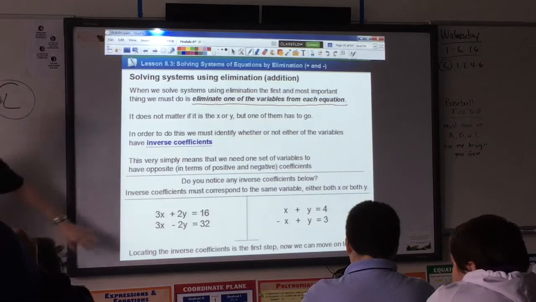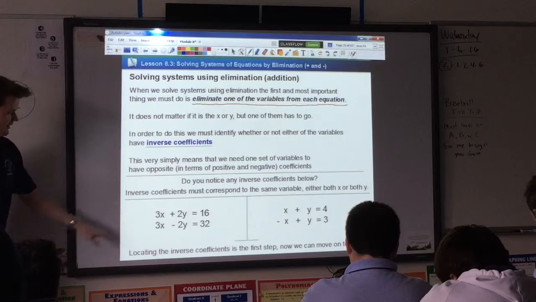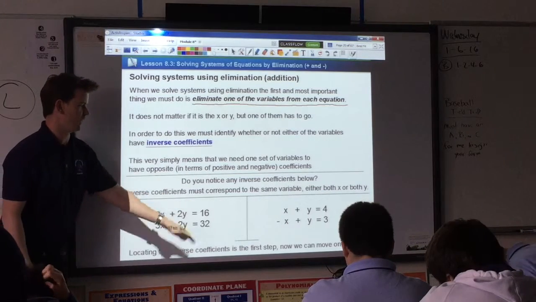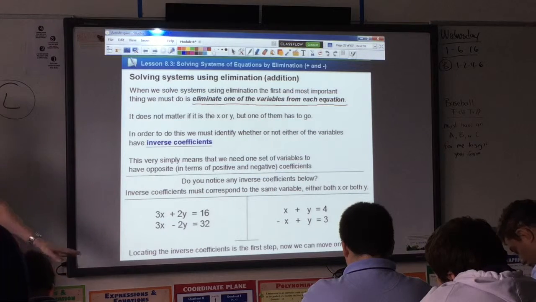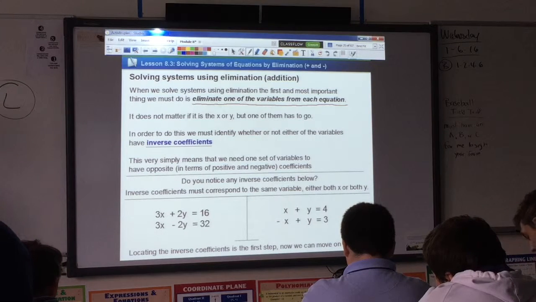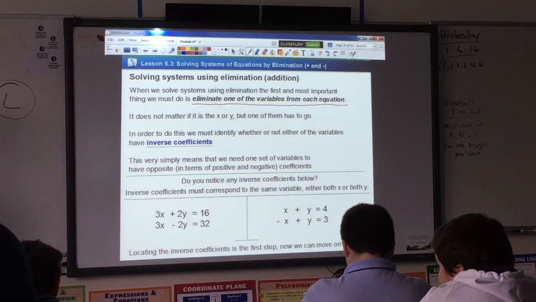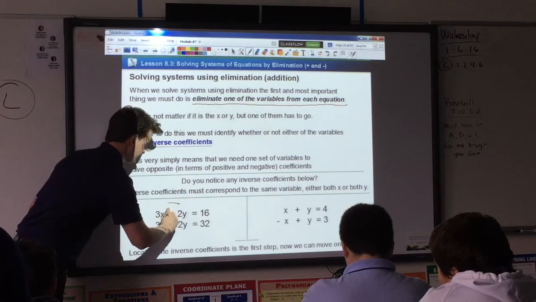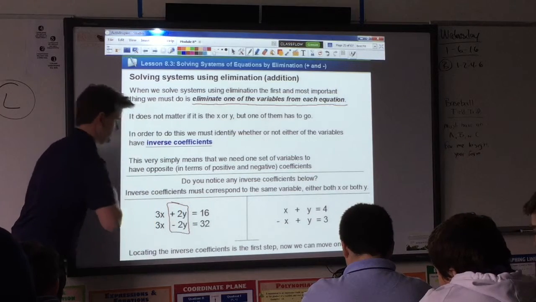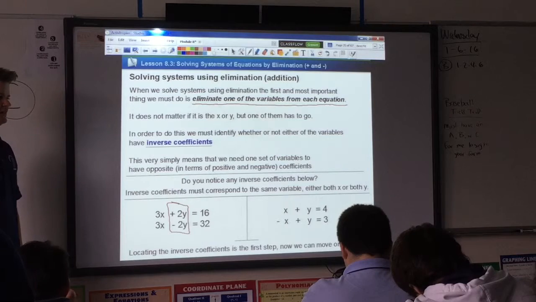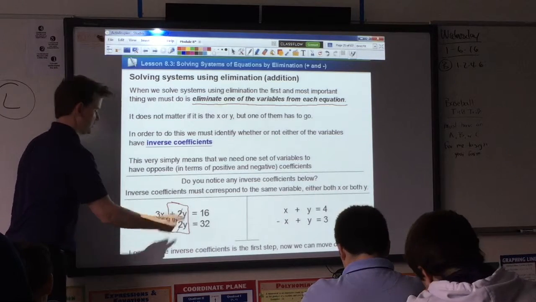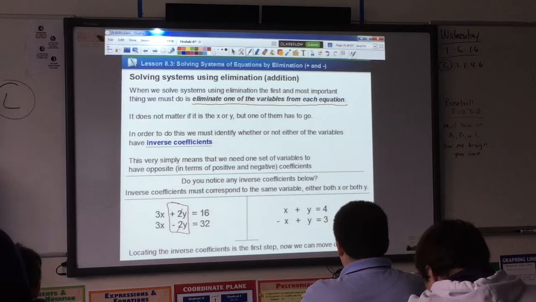So we want to look here at this first equation. I have 3x plus 2y equals 16. I have 3x minus 2y equals 32. Looking at that system of equations, do you see inverse coefficients? Yes. Where? X's or y's? Y's. The first step in solving is to identify your inverse coefficients. Once you identify them, what happens to them? They cancel out, and now I'm just solving for x.